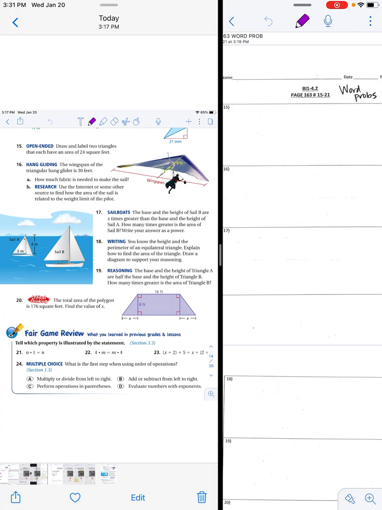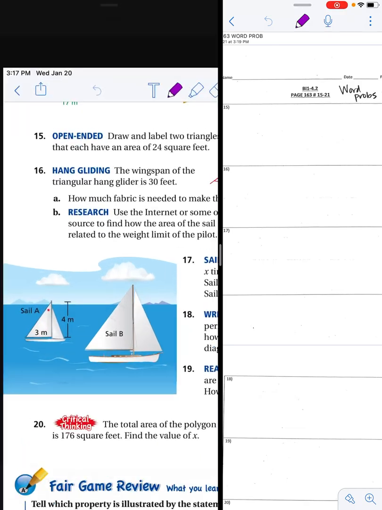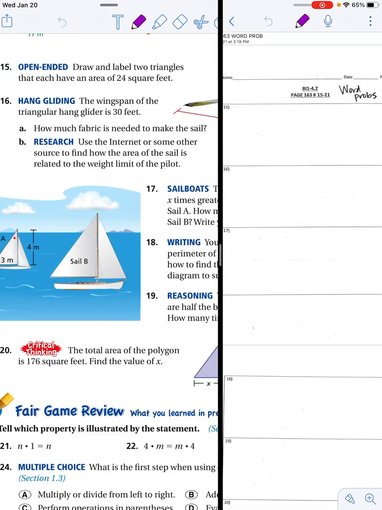Again, 163 textbook page on one side, and open up that blank box page on the other side. Okay, on number 15, we're going to start there. It says draw and label two triangles that each have an area of 24 square feet. So here's what we're thinking. Any two triangles with an area of 24 square feet.